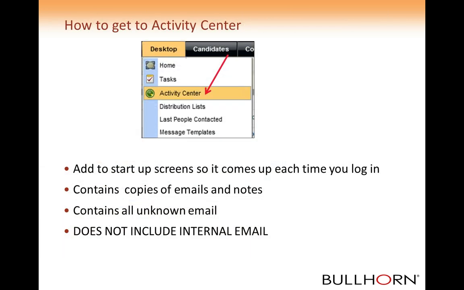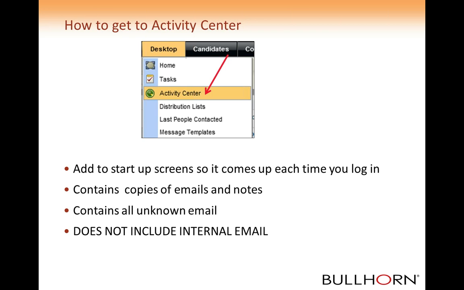Okay. All right, so how do I get to the Activity Center? You'll have that menu enabled from the desktop. So just click on desktop and navigate to the Activity Center. The best practice is to add the Activity Center as your startup screen. You can do it in your Bullhorn preferences, so it comes up automatically each time you log into Bullhorn, and that way you won't have to go to Desktop, Activity Center.